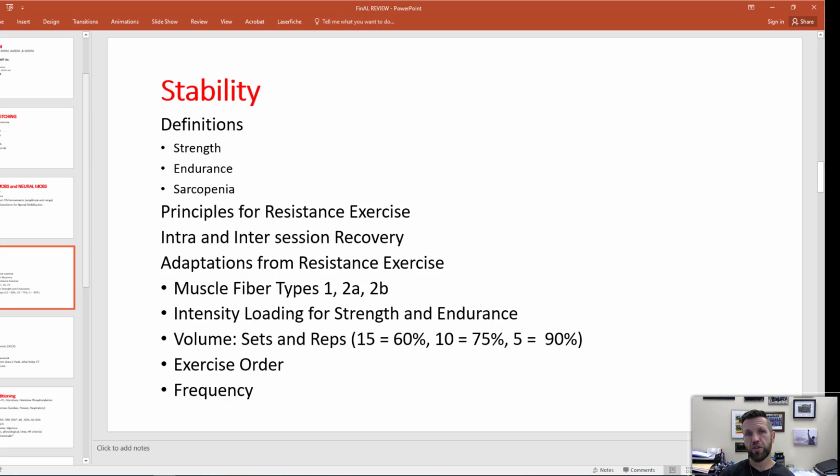But we just need to understand what sarcopenia is, not necessarily naming it a disease, but rather an adaptation. And that's kind of the takeaway I want you to have from it.